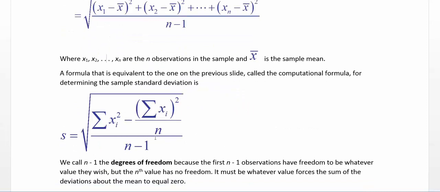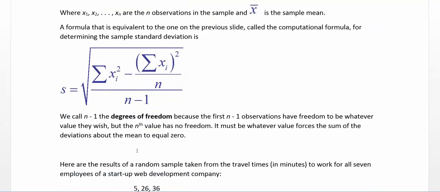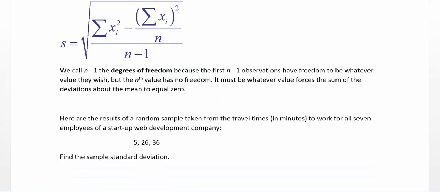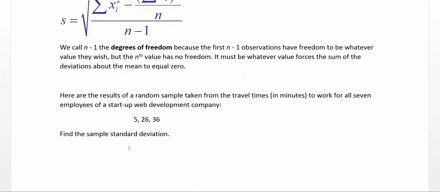And the computational formula is also similar to the other one, except the final calculation is n minus 1. I'm going to send a short video link that explains more about what degrees of freedom are. The short version is take your sample size, subtract 1 off of that, and that gives you n minus 1. All right, so we're going to calculate the sample standard deviation given a random sample of 5, 26, and 36.